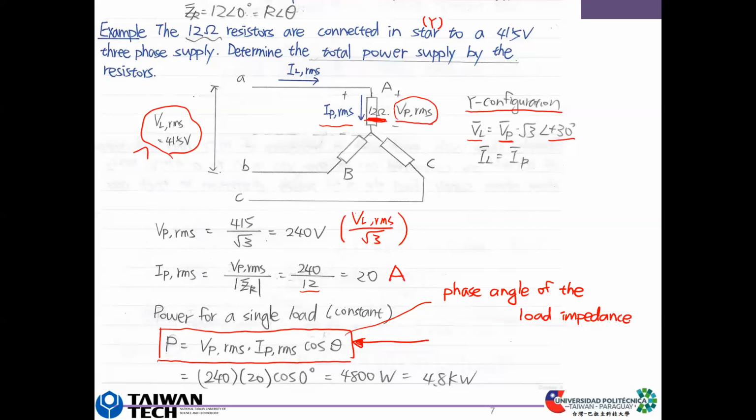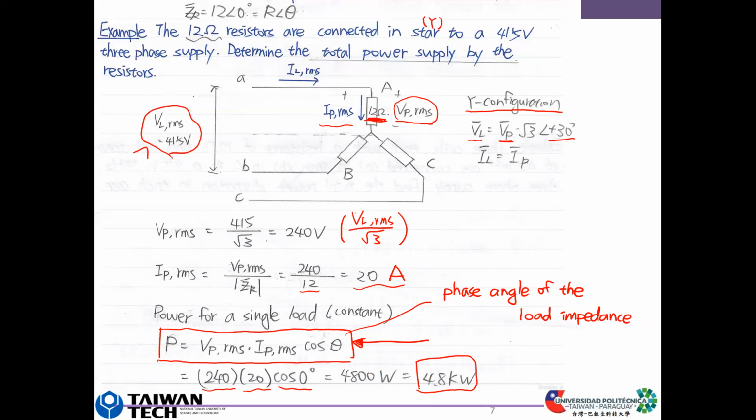And if you forget this, please go back to the notes. So we can calculate the power for a single phase, where VP RMS is 240, IP RMS is 20 amp, and the phase angle of the load is theta equals 0, because this load is a resistor, a real value. It's 4,800 watt, which is 4.8 kW. So this is for a single phase.